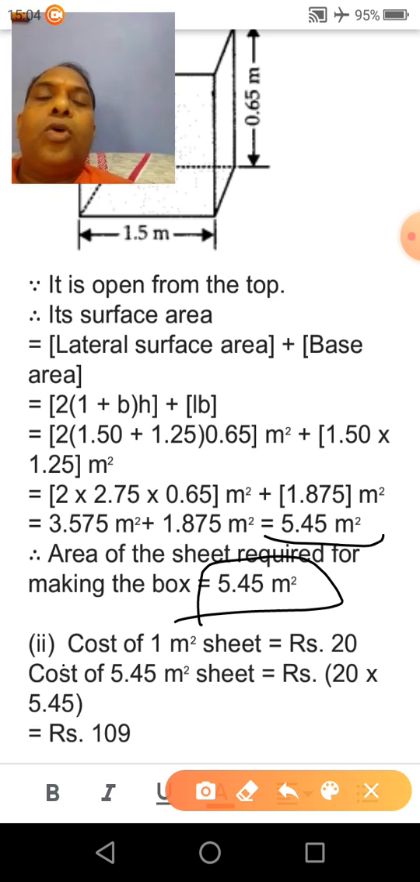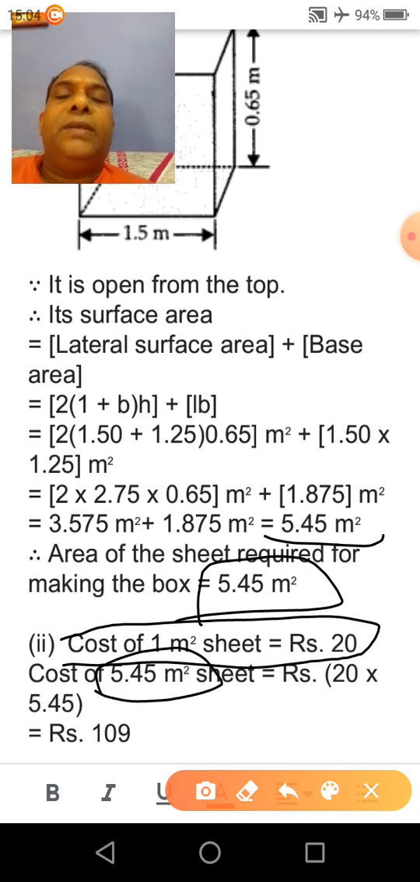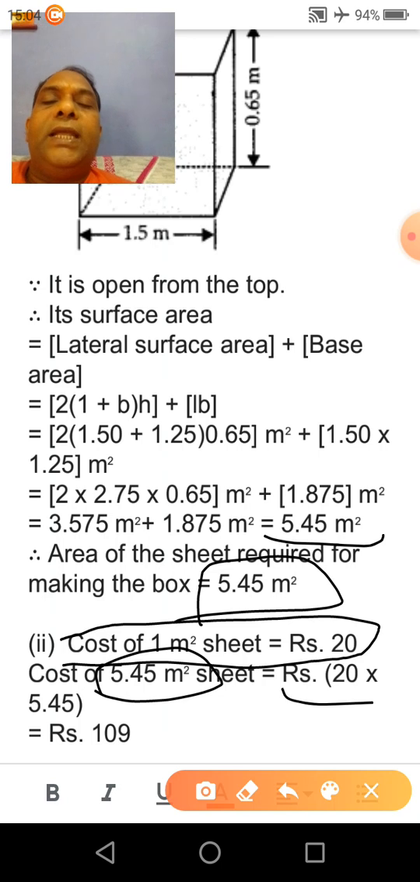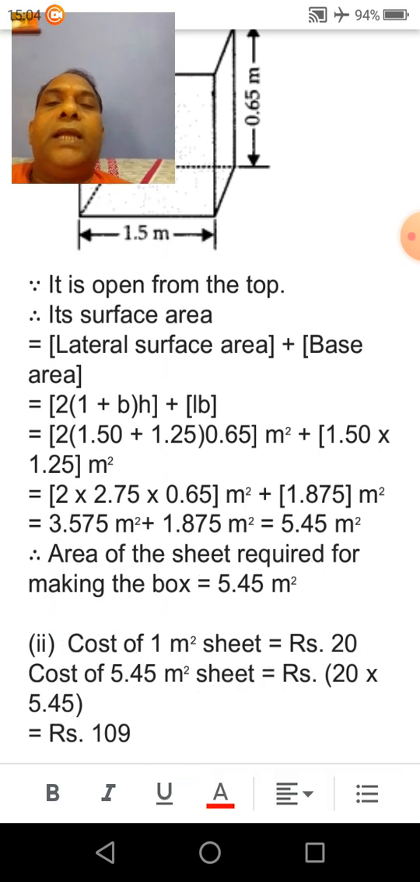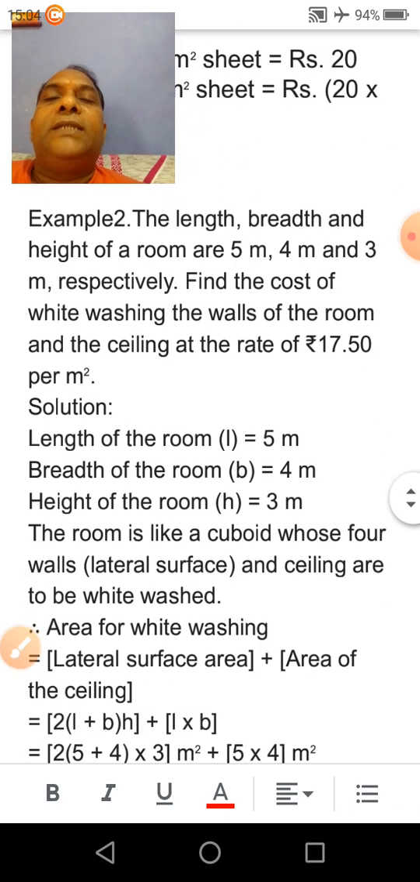Now cost of 1 meter square sheet is rupees 20. So cost of 5.45 meter square sheet will be equal to 20 into 5.45, which will be equal to rupees 109 is the answer. Now see the next example.